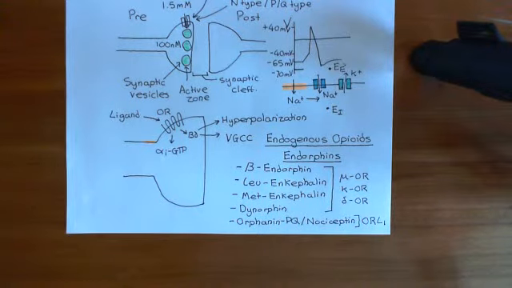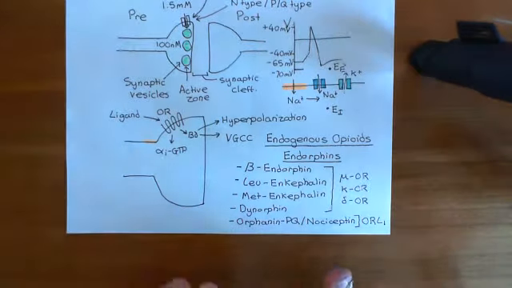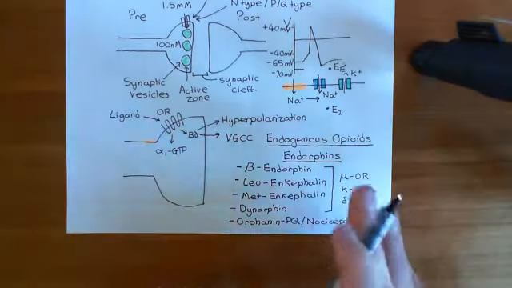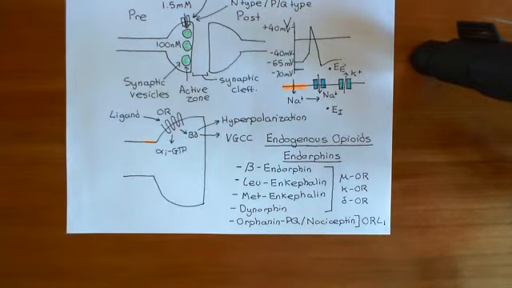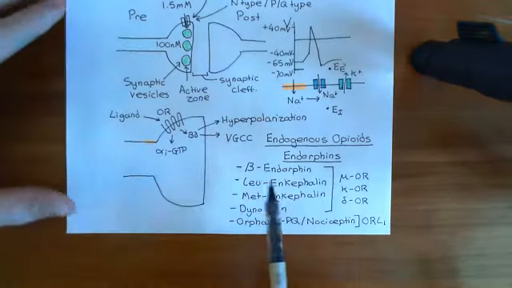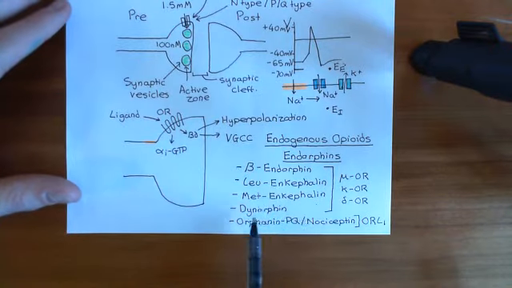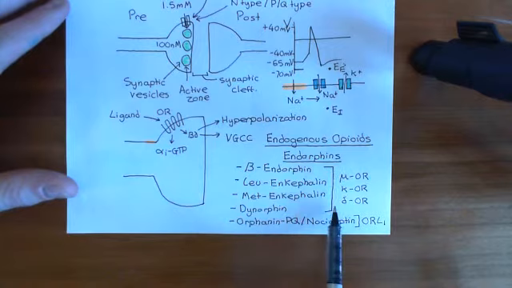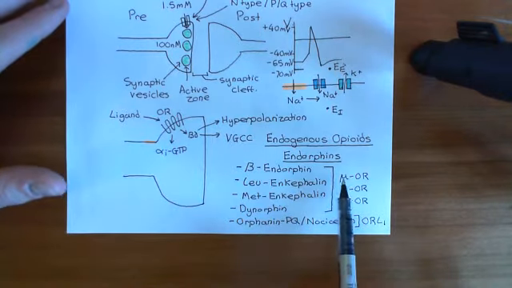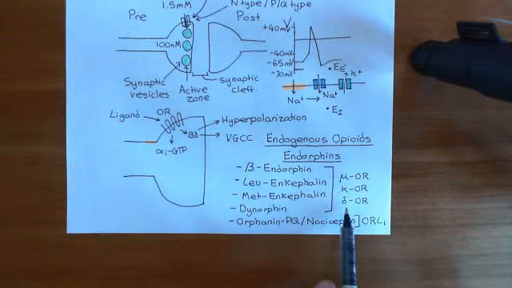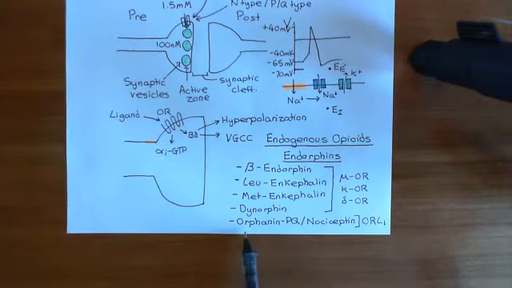Okay, so welcome back to this next video in which we are discussing the opioid receptors. We've discussed now the endogenous opioids, which are the ligands that the human body naturally has for the opioid receptors. Examples include β-endorphin, leucine enkephalin, methionine enkephalin, and dynorphin, which are all agonists for the mu opioid receptor, the kappa opioid receptor, and the delta opioid receptor.